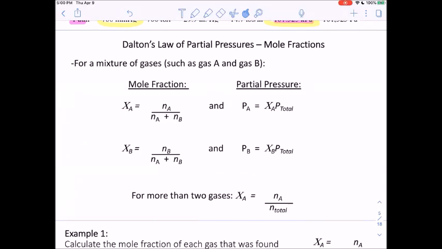So for example, if we had two gases, gas A and gas B, in a container, I could find out the mole fraction of gas A by saying how many moles of A are there out of the total of A and B combined.